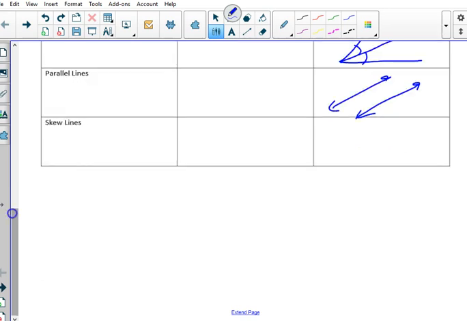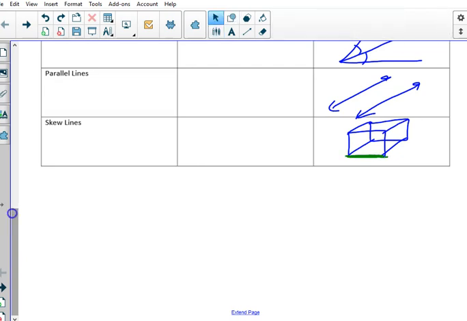Skew lines, it's a little tougher. So, if I have a three-dimensional object, and I want to talk about what is skew to this line. Well, let's go through and say what it can't be. Skew lines cannot be any of these lines that are parallel to that line. When I say parallel, I mean, you could do this, and the line's parallel.